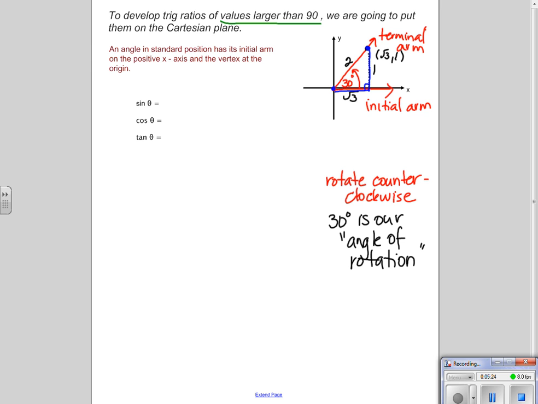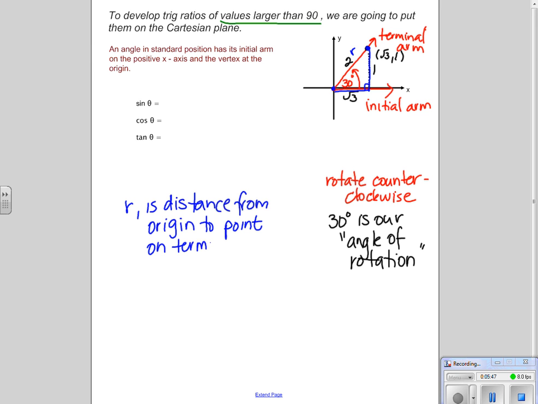That length of 2 we refer to as r. R is the distance from origin to a point on terminal arm. We often refer to our angle of rotation as theta. Of course, we're really stuck on that term.